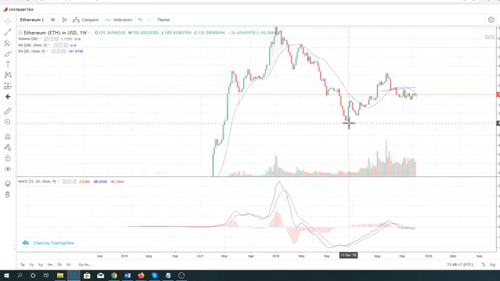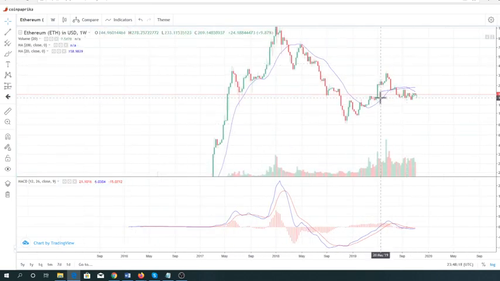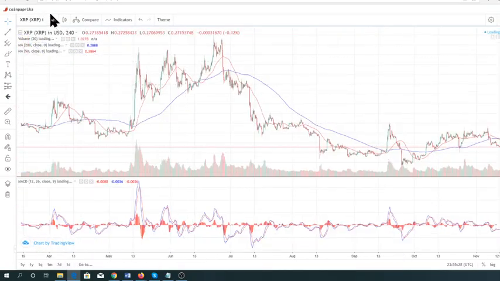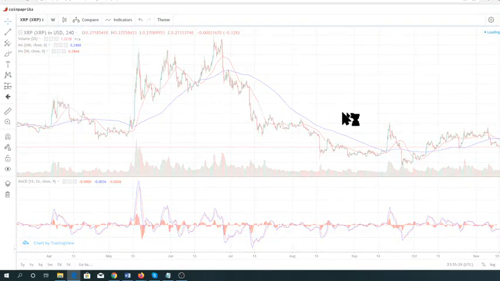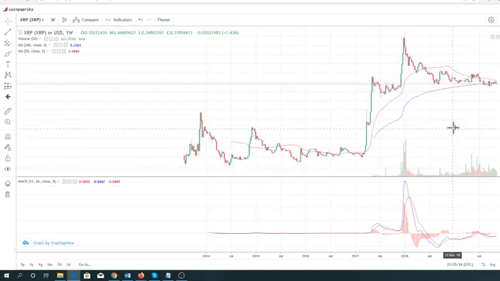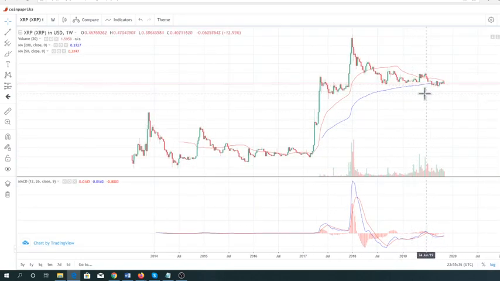So for Ether, I'm still hoping that if I'm looking at the weekly chart, it's there. It already completed the disbelief phase for Ether. That's just my perspective, but for coins like XRP, XLM, I personally think that no, it hasn't done that yet.